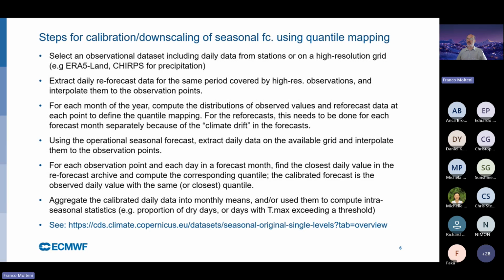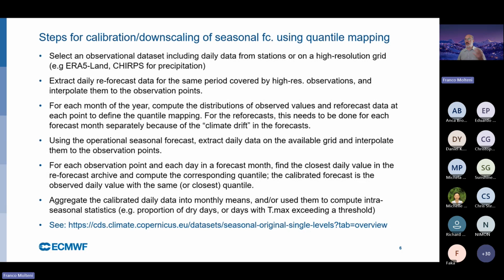Okay, so now you've done this, so you are ready to do your application to operational seasonal forecast. So again, you extract daily data on the available grid, that for the seasonal forecast on C3S will be a 1 degree grid. You interpolate this data to the observation point. And then for each observation point and each day in the forecast month, you can find the closest daily value in the reforecast archive. Then you have the distribution of the reforecast and you can find the corresponding quantile.